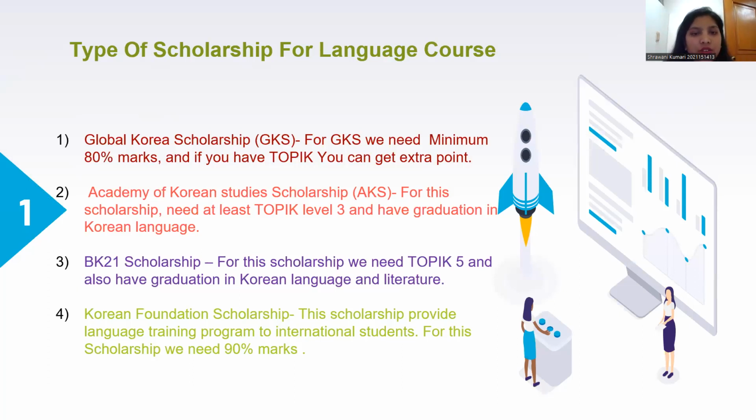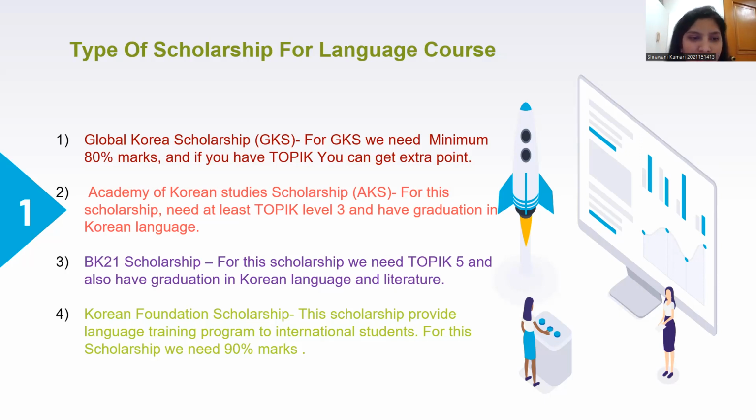So, type of scholarship for language courses. Nowadays, if you see the scenario of scholarship of Korea, they give preference to engineering students as compared to humanities students. But there are some limited scholarships which are also for humanities and engineering students as well. So the first one is Global Korea Scholarship. For GKS, we need minimum 80% of marks. And if you have TOPIK, you can also get extra points, and your chances of being selected for GKS are higher than other people's.